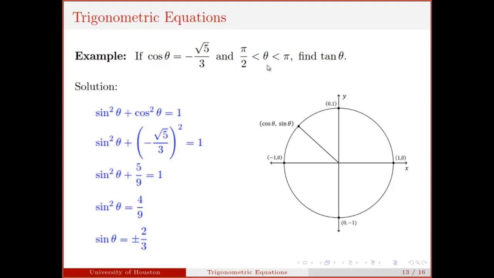Since theta is in quadrant 2, this means that sine theta must be positive. Therefore, tangent theta equals sine theta, which is positive 2/3, divided by cosine theta, which is negative root 5 over 3. Simplifying this fraction and rationalizing the denominator, we obtain minus 2 root 5 over 5.